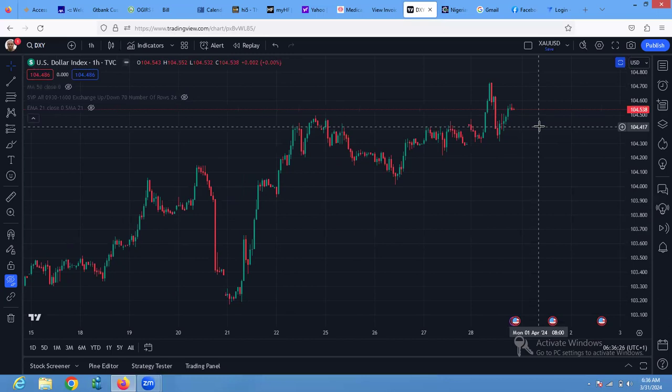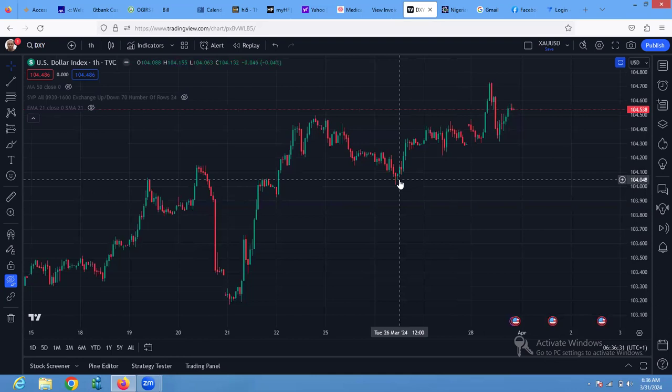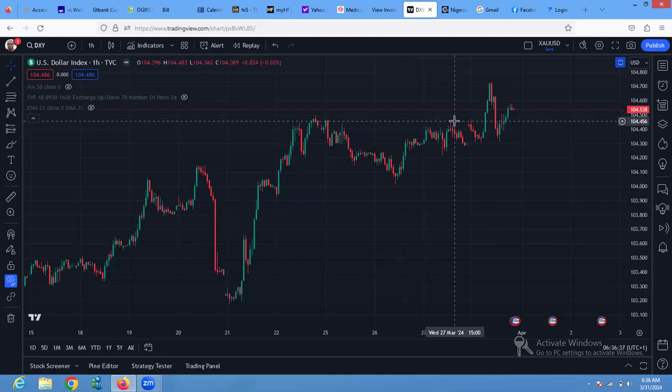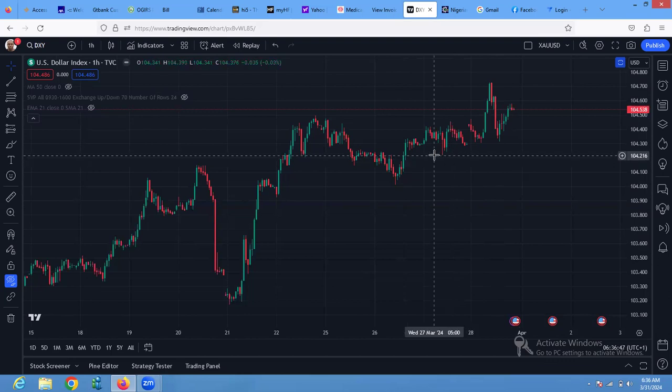So I may be saying this here as a 1, a 2, and within this, a 3. This coming down must not take this low. Once we break this low here, this low of 104,222, that's the hand. We are coming down.